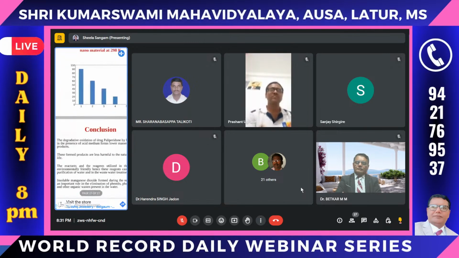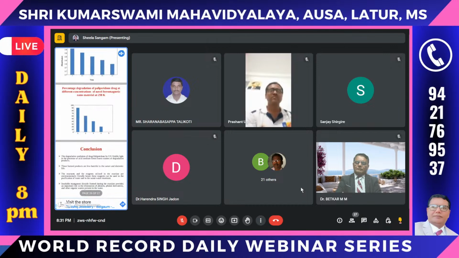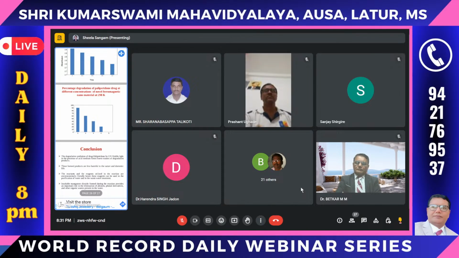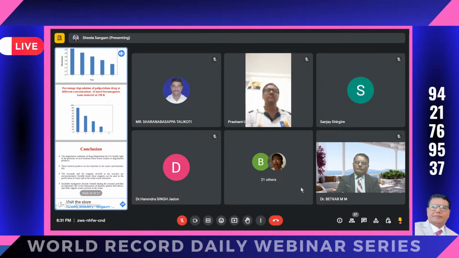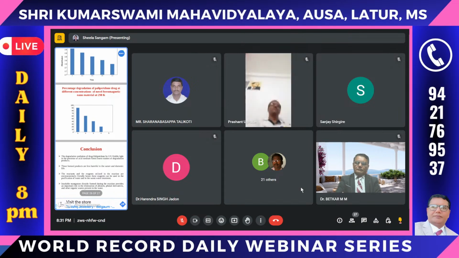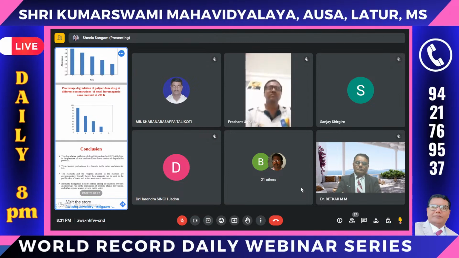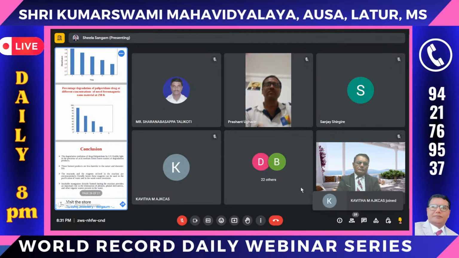So when we go to the conclusion part, the main thing here is that the degradative study of the drug polypredon by UV visible light in the presence of acid medium forms lower mass degradation products. Whatever degradation products we are getting are of lower mass, and they are less harmful when compared to the actual molecule of polypredon. These formed products are less harmful, and when introduced into domestic life, they won't harm any domestic animal or domestic material.